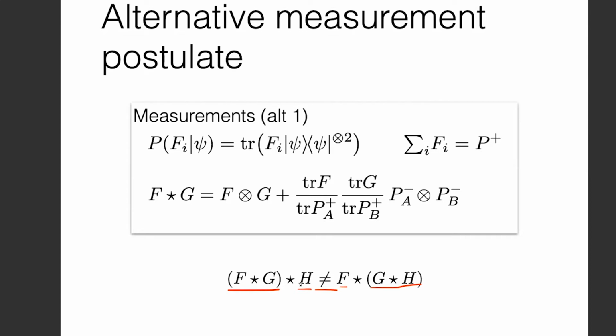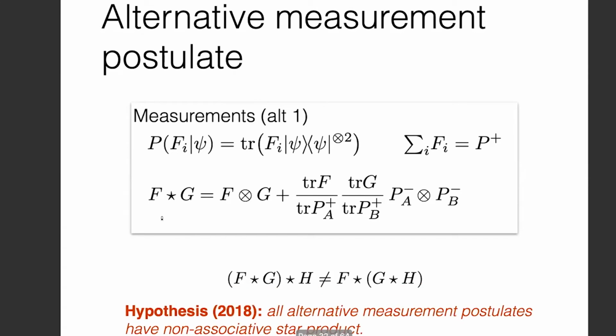That's excellent, because we have this theory that makes complete sense for one system and two systems, but as you go to three or more, it's inconsistent. We like this a lot because it means that we can rule this theory out. Then we came up with the hypothesis that perhaps all alternative measurement postulates have a non-associative star product, and hence they are inconsistent. Hence the only consistent alternative measurement postulate is the standard quantum one. This would be nice because it would mean that it is the only possibility. Good.